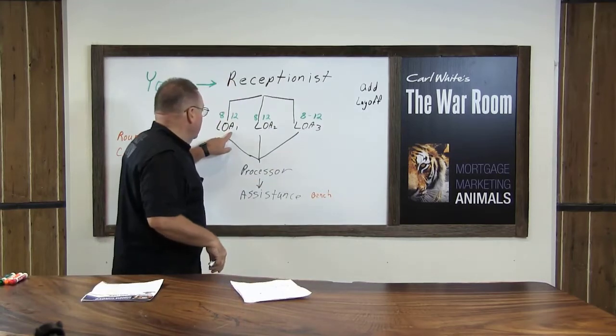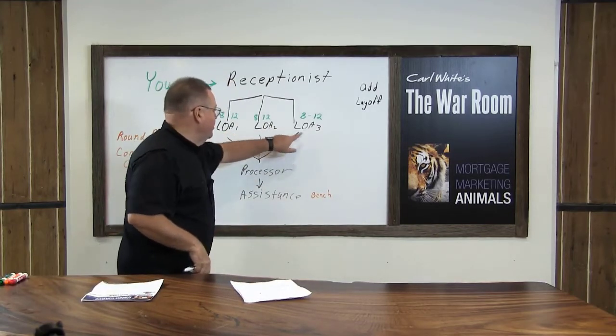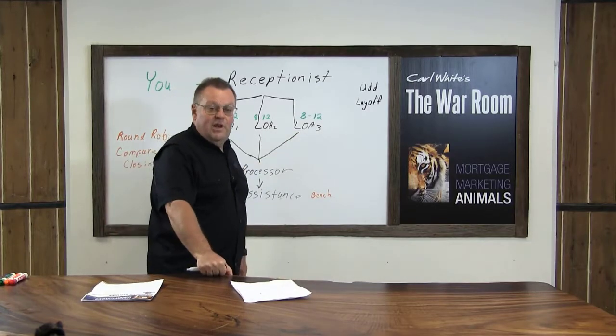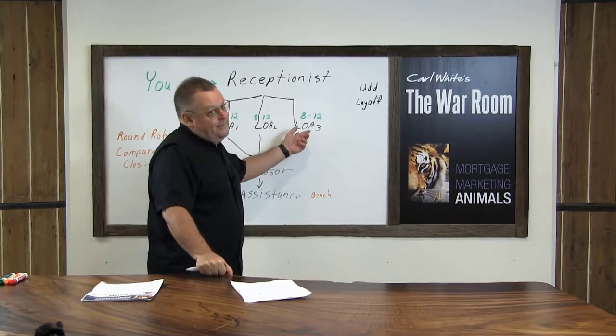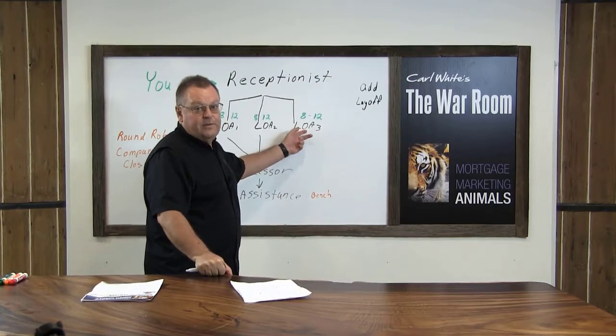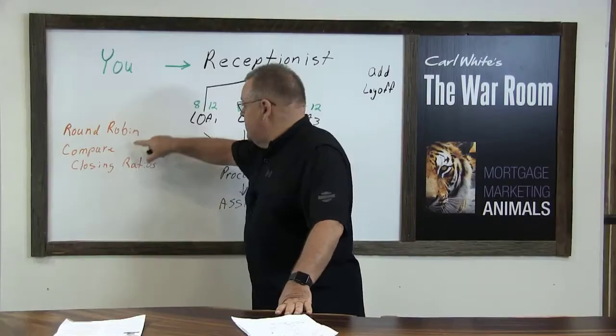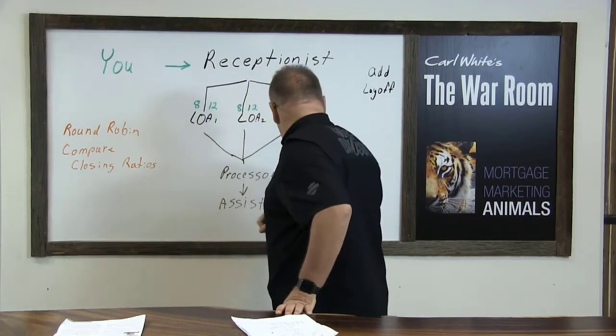So we want to compare the closing ratios of these 3 people against each other. And if one is substantially lower than the other ones, we've got to find a replacement for that person, right? That's how this works. All right, so we talked about the round robin. We talked about comparing. We talked about closing ratios.